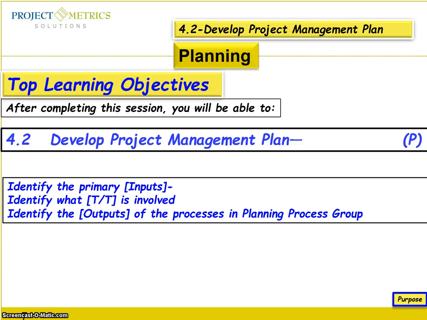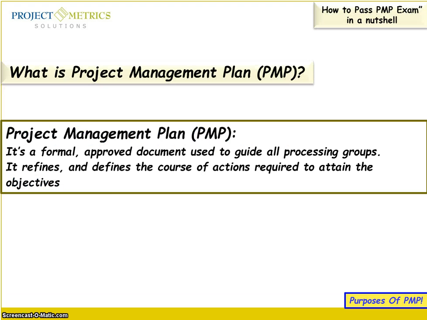What's our objective here? To identify the primary inputs, the tools and techniques involved, and the outputs of every process in the planning process group. Now, let's start with the definition of the project management plan. What is it? Any project without a plan is a recipe for disaster.